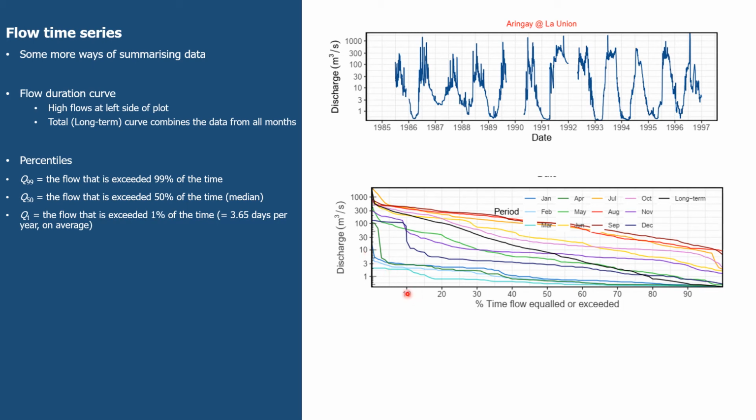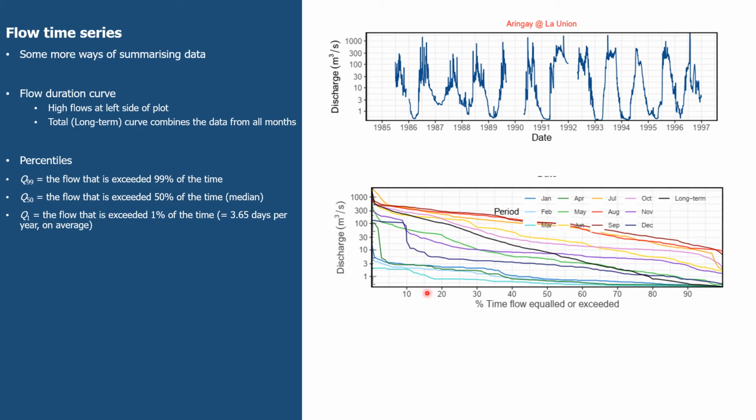10% of the time the flow is above this value here, which is about 250 cubic meters per second. So 10% of the time the flow is above that. And we could go to 5% or 1% if we wanted to look at the flood flow conditions.